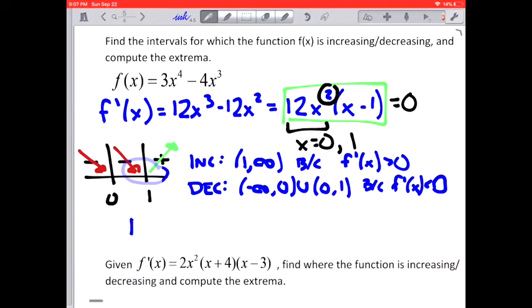And finally, I can determine where I have a max or min, and that is only a min. I have a min at x equals 1. Plug 1 into the original function f of x: f of 1 equals 3 minus 4, which is negative 1. So notice that at 0, nothing exciting happened because it kept decreasing. It went from decreasing to a horizontal tangent to decreasing.